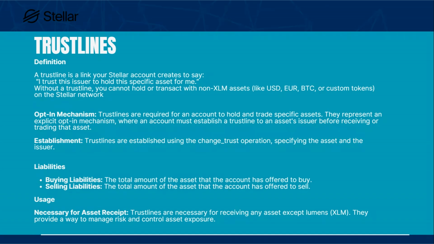Trust lines also track liabilities. These represent buying obligations and selling obligations. This ensures proper risk tracking, market integrity, and financial transparency. Without trust lines, Stellar's asset system would not be safe. With trust lines, Stellar achieves security, flexibility, and financial control.